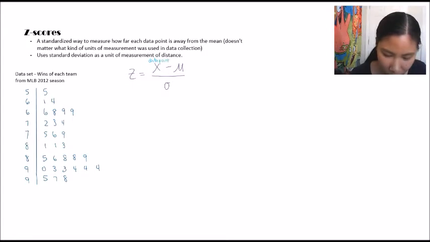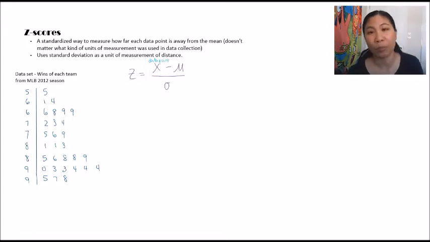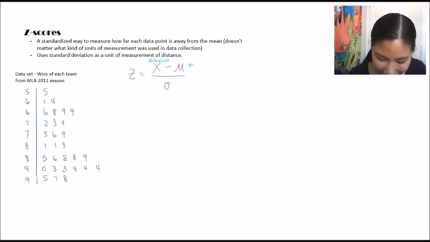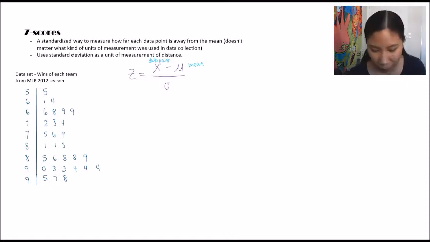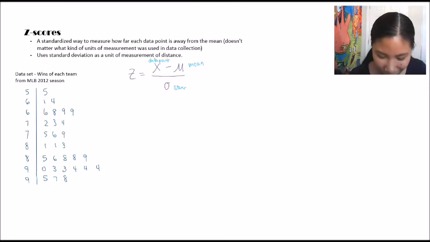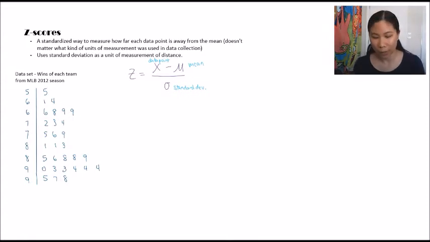So x was our data point. This symbol here is a mu. Looks like an m, looks like a u, read as mu. So it stands for the mean. And then this is the Greek letter sigma. It's like an O with a hat. It stands for standard deviation. So that's our formula for the z-score. So that's why it's z equals.